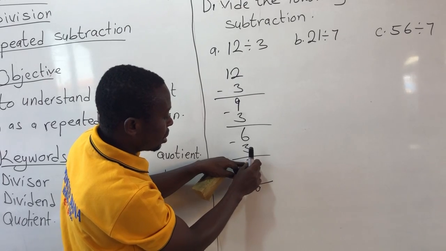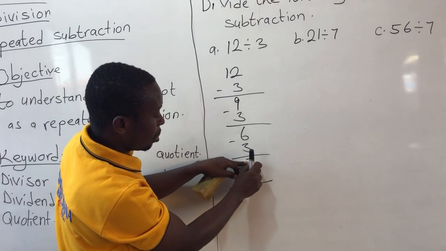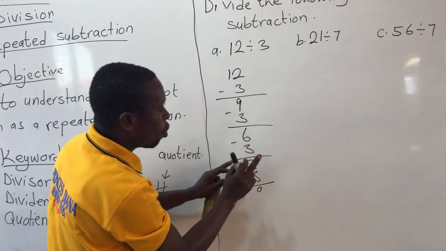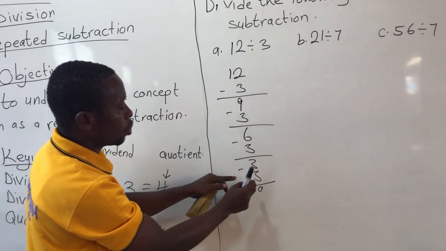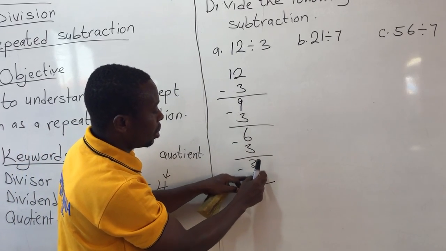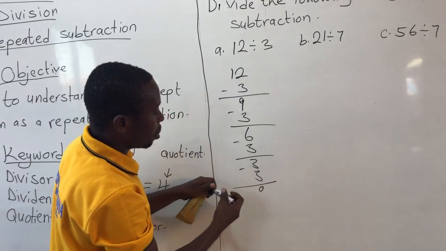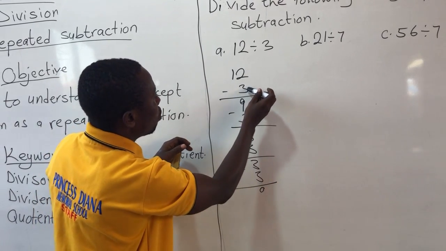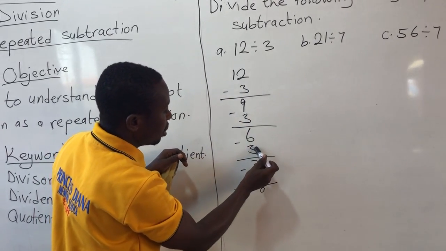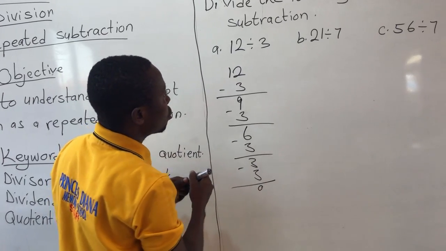Okay? We just subtract this 3 from this, or from anything. So the divisor that we subtract is what we are going to use to count. Okay? So 3 minus 3 will give us 0. So we start to count 1, 2, 3, 4.